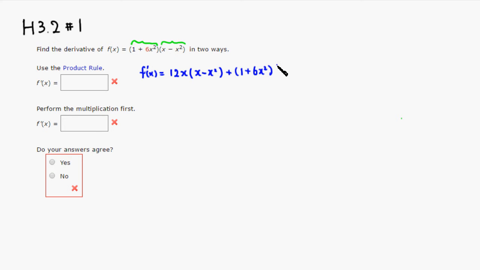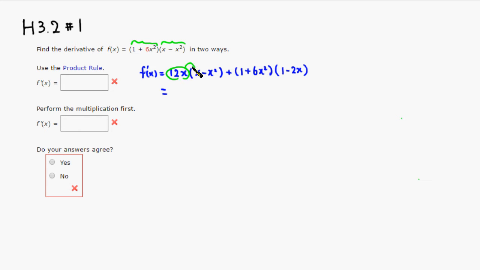Then we take the derivative of the second guy, so the derivative of x is 1, and the derivative of negative x squared would be negative 2x. So we have that. Then maybe we should multiply all out.